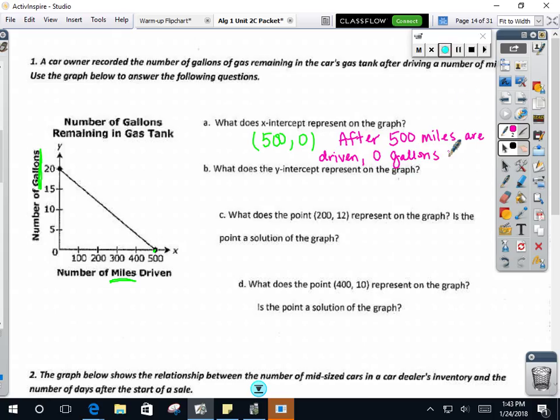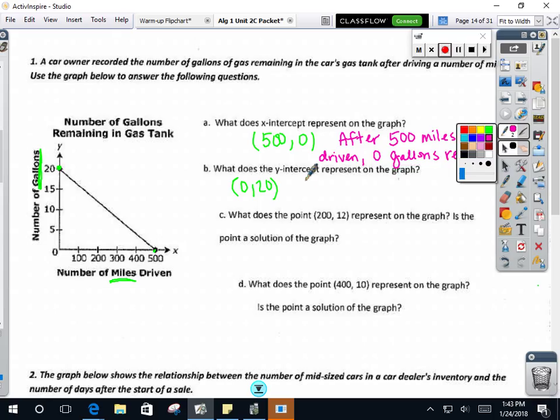Okay, so after 500 miles are driven, 0 gallons remain in the tank. Okay, so B wants to know, what is the y-intercept and what does it represent? Correct. The y-intercept is 0, 20, because to get to the y-intercept, you just go up 20 on the y-axis, nowhere on the x. Right. Before you've started your trip, your tank started with 20 gallons of gas, right?